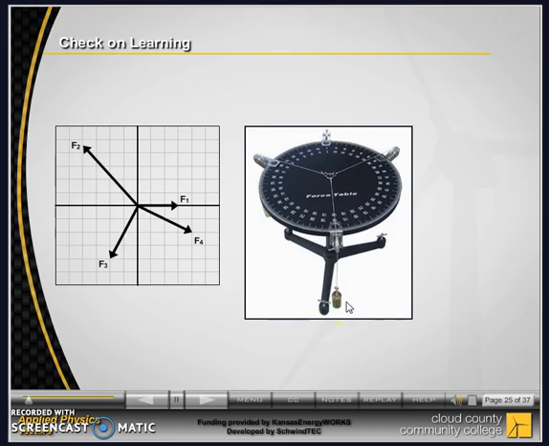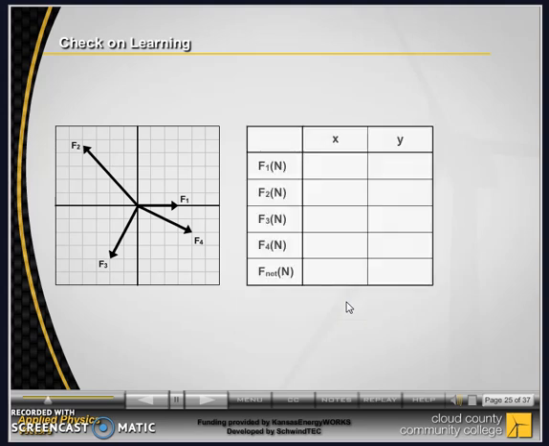Count the blocks in the x direction. Count the blocks in the y direction. Sum these columns up and you have the net force in the x and y directions. On the following slide you will see how these sums can be used to find a resultant vector force. Recall that vectors need both a magnitude and a direction.